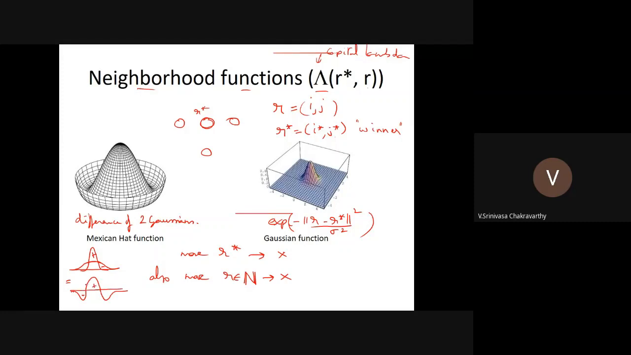Okay, so the same thing, if you rotate it in 2 dimensions, it looks like this. It looks like a Mexican hat, so therefore it's called the Mexican hat function. So you can use this or this, but this is good enough. Gaussian is good enough.